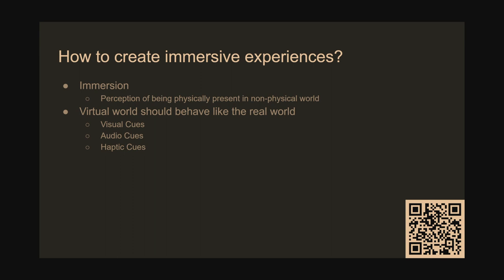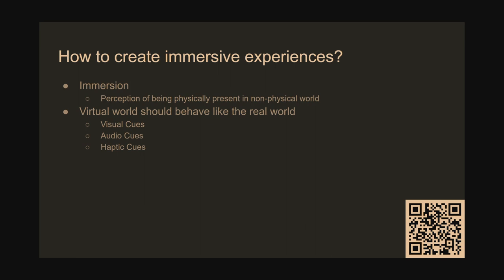So how do we do this? One way is to use visual cues, like I mentioned earlier. The elements in the digital world, right, should move as though they were in the real world. Okay, then next, we have audio cues, where the difference between what I hear in my left ear and my right ear is used to determine the position of objects.